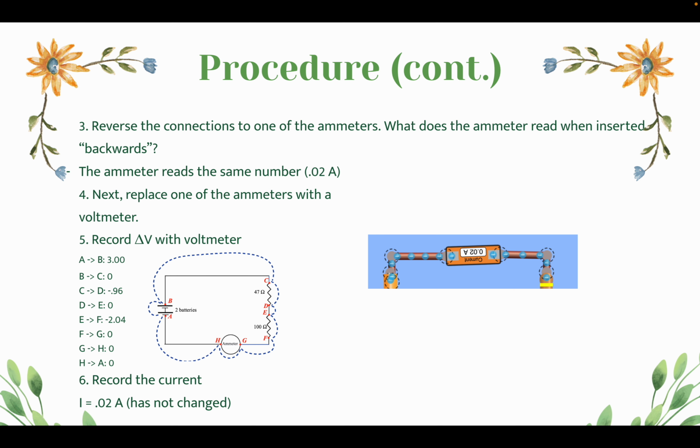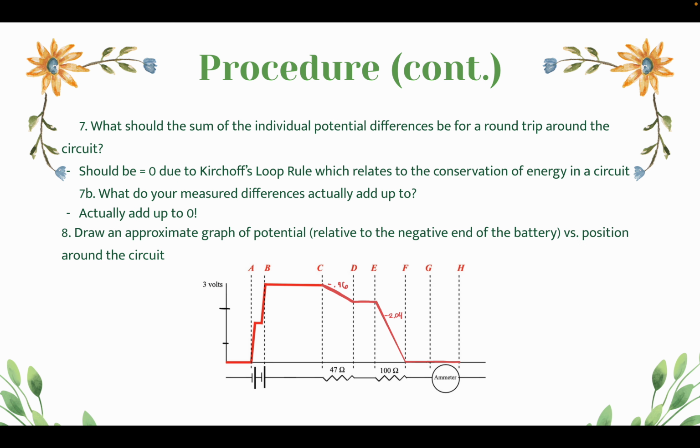The reason that the reading is the same when it's backwards is because the ammeter is just measuring the magnitude, and flipping the positive and negative terminals makes no difference. Then, as you can see, I recorded the delta V at each of those points on my circuit, and I got those numbers. The sum of the potential differences around the round trip should be equal to 0 due to Kirchhoff's loop rule, which relates to the conservation of energy in a circuit. My measured differences shown on the previous slide also add up to 0.